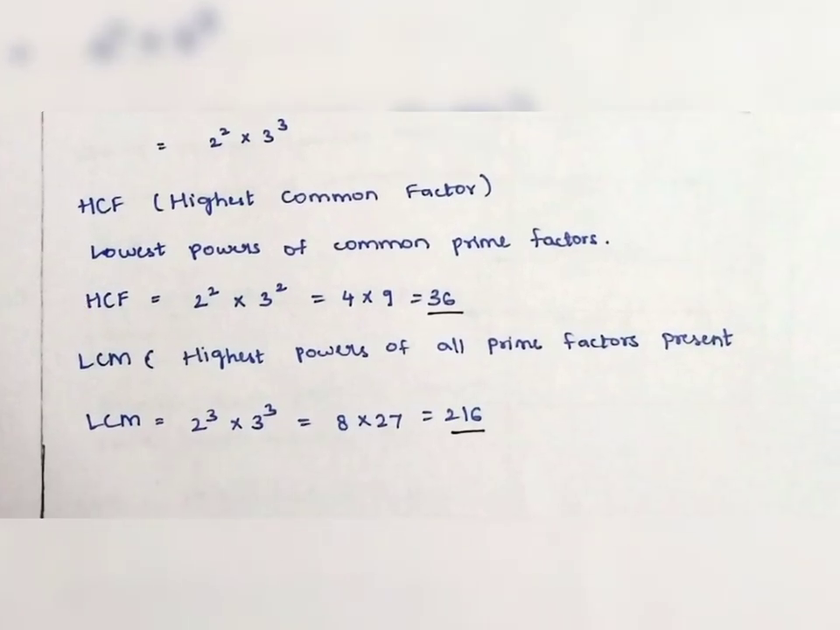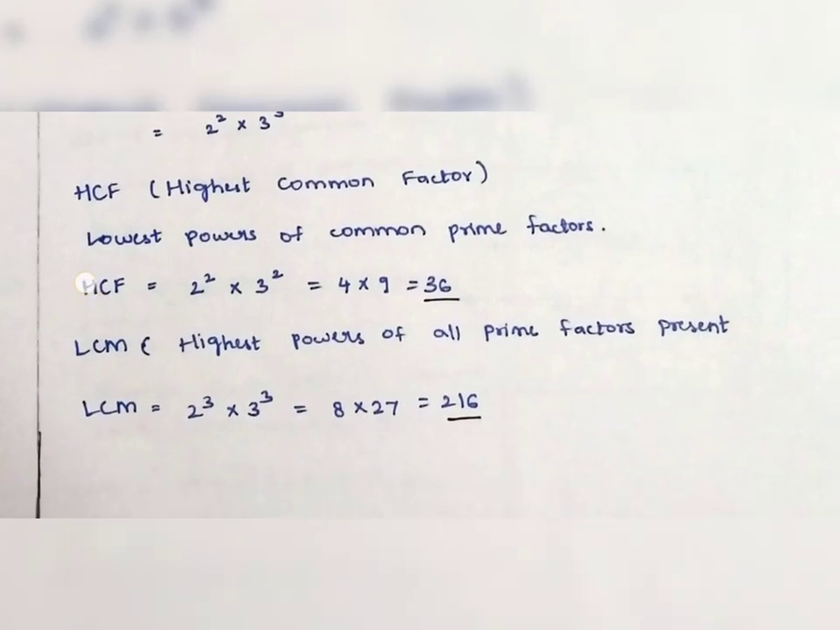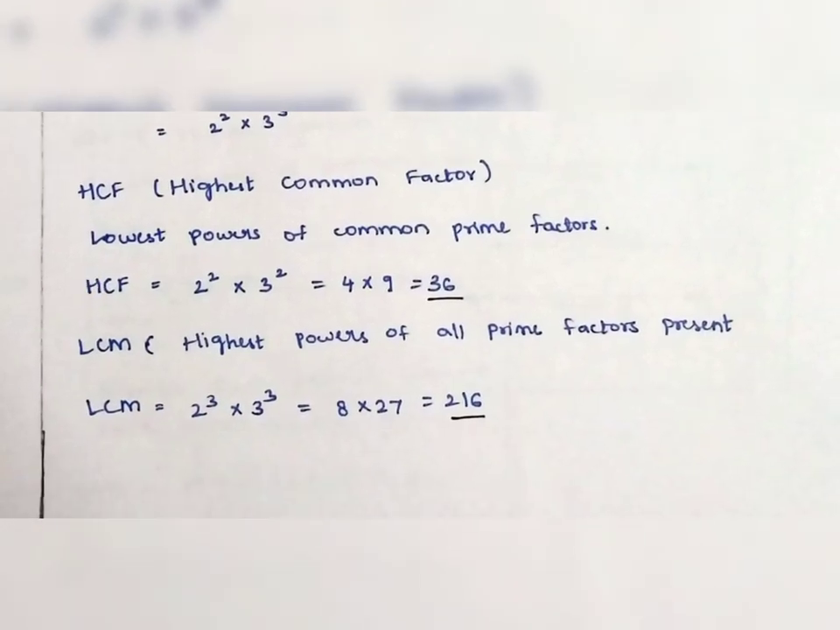LCM will be the highest powers of all prime factors present. The highest power of 2 is 2 cube, which is in 72. In 108 we have 3 cube, which is the highest power of 3. So 2 cube into 3 cube, that is 8 into 27, that is 216.